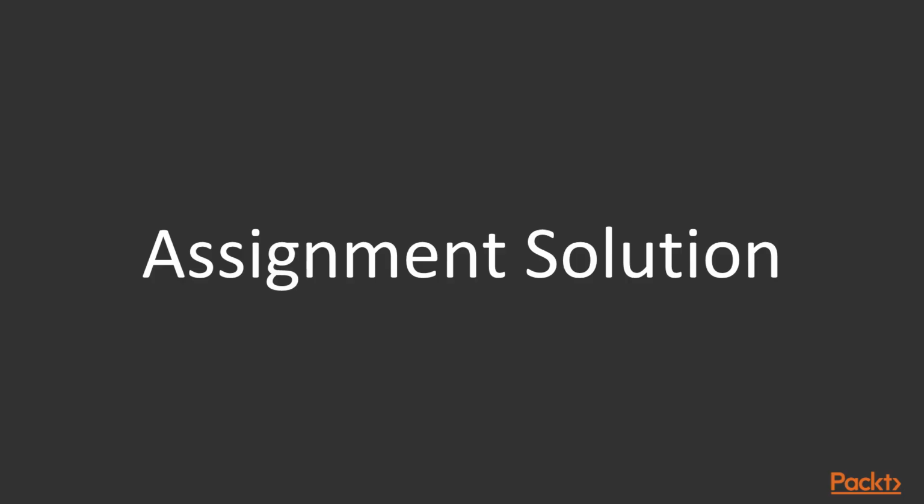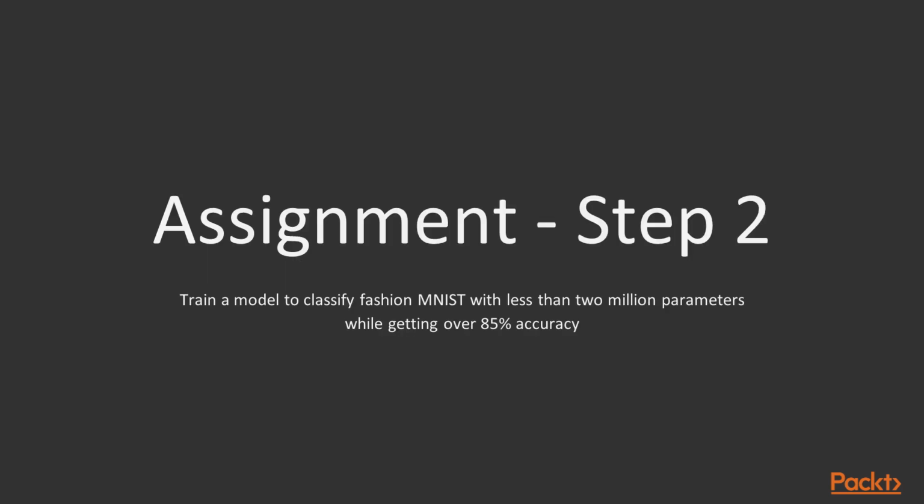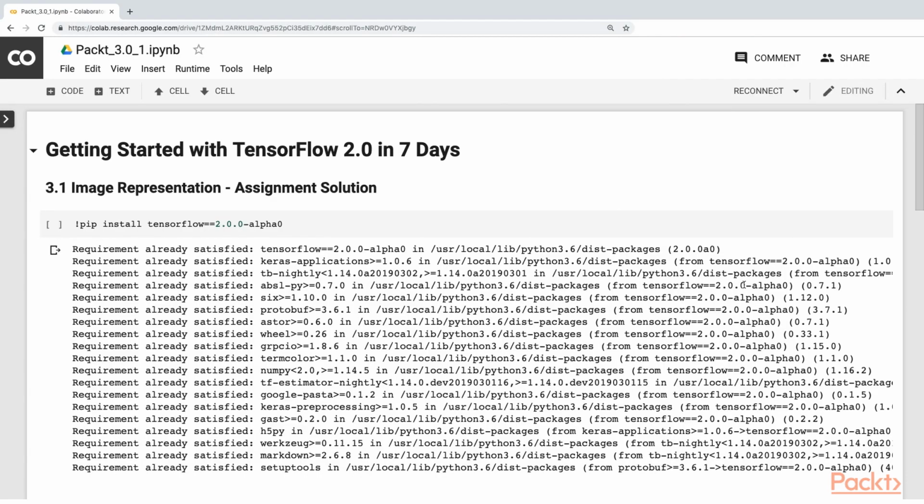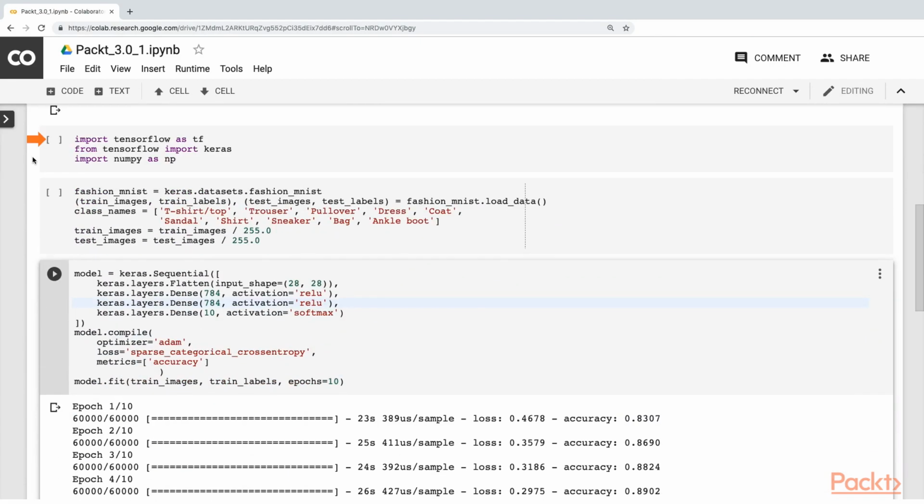Before we get started, let's look at one possible solution to the assignment from the previous section. That was to try and train a model with fewer than 2 million parameters, but that was able to obtain an accuracy of 85% or more. On the screen here, I've got a notebook open, and as usual, the first thing that we do is ensure that TensorFlow is installed. We'll go ahead and import TensorFlow and import Keras from TensorFlow. Next, we go ahead and make use of the Fashion MNIST dataset from TensorFlow datasets, and we split this into our training and our test images, and we'll normalize those.